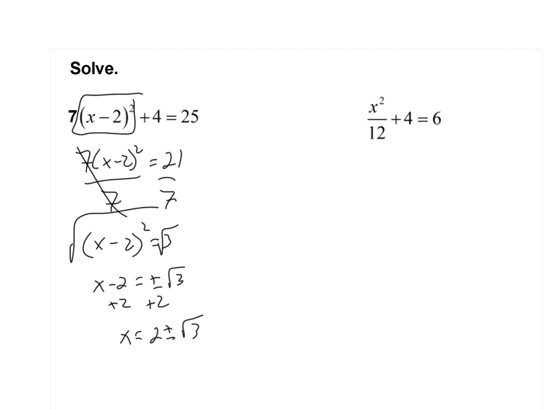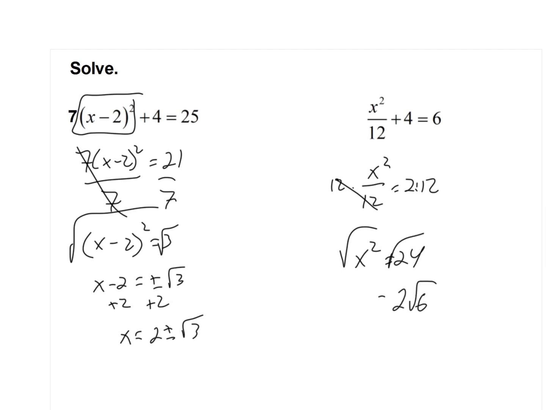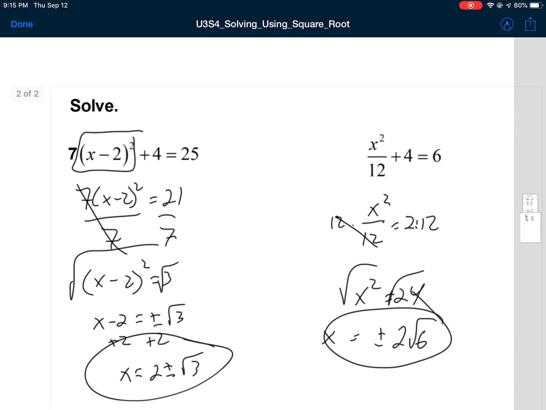Here we go. I'm going to subtract 4, so x squared over 12 is equal to 2. This dividing by 12 is just taken care of by multiplying by 12. And you'll get your factor tree, and you get 2 square roots of 6. And don't forget the plus minus. So that is solving by the square root. Again, do not FOIL. Never FOIL when you're doing these. It's going to make things a lot longer than they need to be.